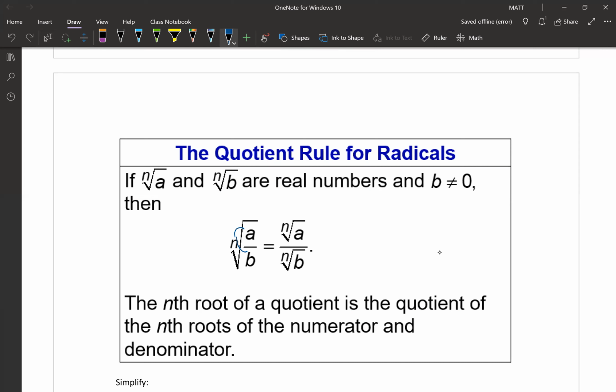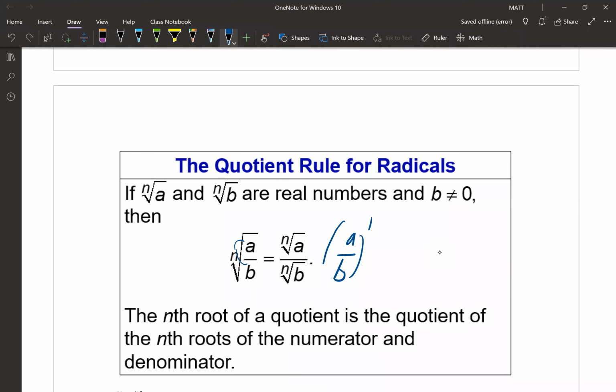So if I wanted to illustrate this more, we could say, well, we have a over b, right? So just rewriting what we had over here. And this is to the 1 over n power, right? Because we have the root. So this is the same thing as saying, well, hey, I have this exponent, so I can distribute it to the top and the bottom. This is equal to a to the 1 over n divided by b to the 1 over n. And that'll help us simplify some expressions that we might find, okay?